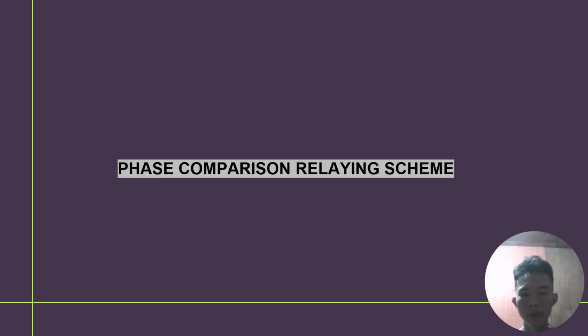I am here to report a chosen topic about a phase comparison relaying scheme. A phase comparison relaying scheme is a type of protection in power systems to detect and isolate faults. This scheme compares the phase angles of electrical signals at different locations within a transmission line. In short, the phase difference between fault currents at both ends is compared for making a decision.